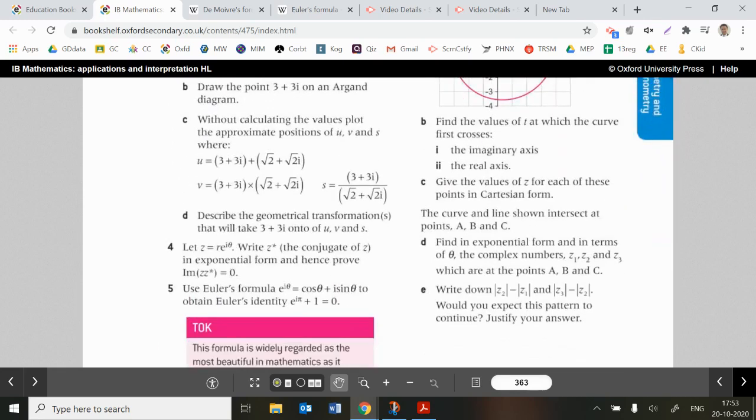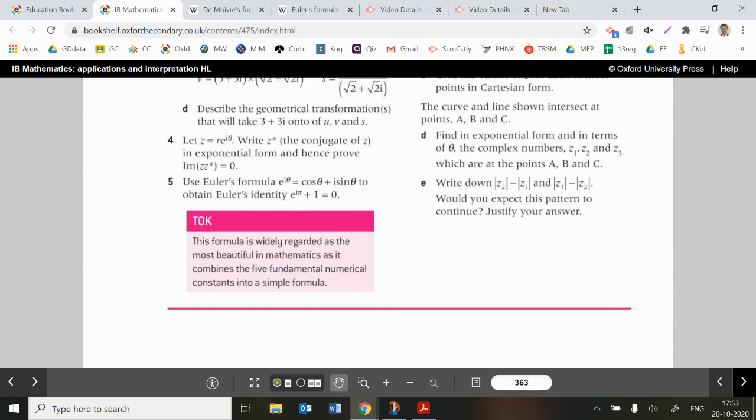Okay, right, good stuff. Hope you're enjoying this. The proof of Euler's formula is coming up now.